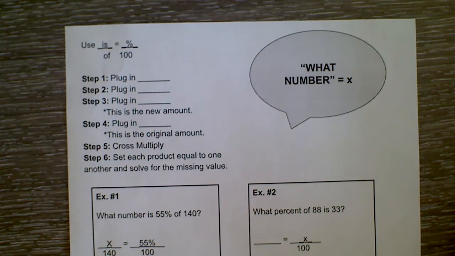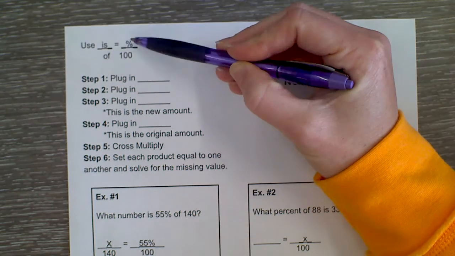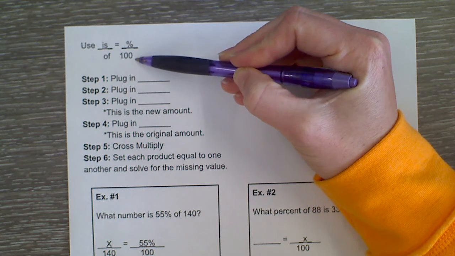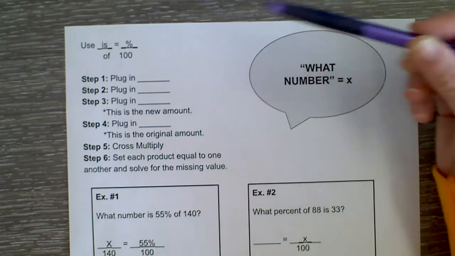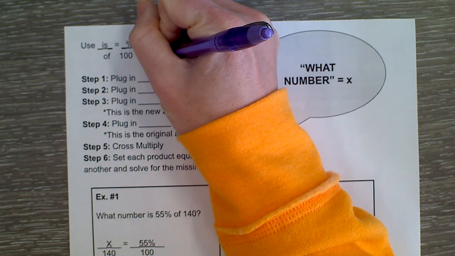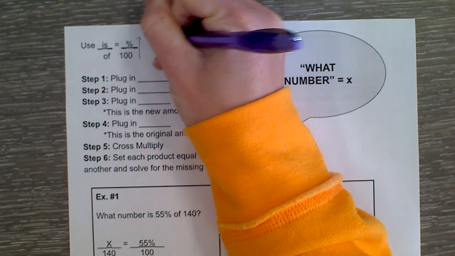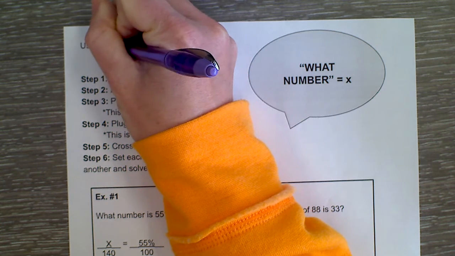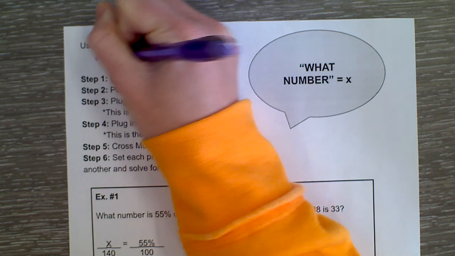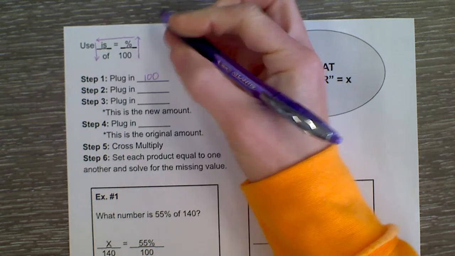Today we're going to be covering percent proportions using the proportion is over of equals percent over 100. That's going to be your key to solving all of these. The first thing that you will plug in is the 100. We start down here in this bottom corner. We're going to go up first and we'll fill them in the same order every single time to make sure we don't miss anything. So step 1, you'll plug in 100 first.